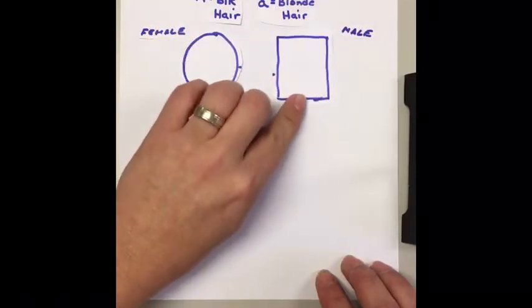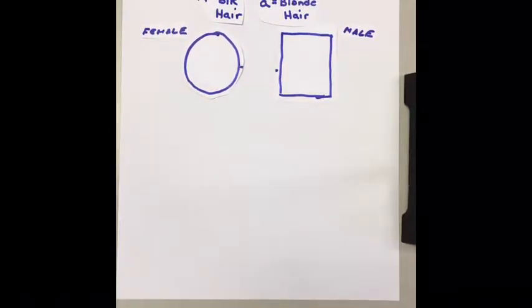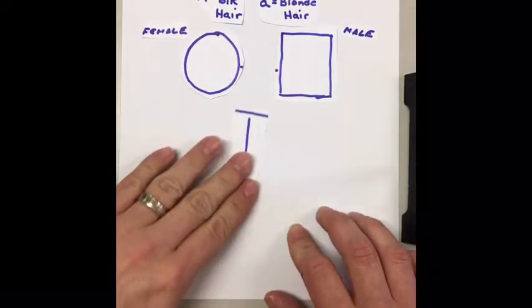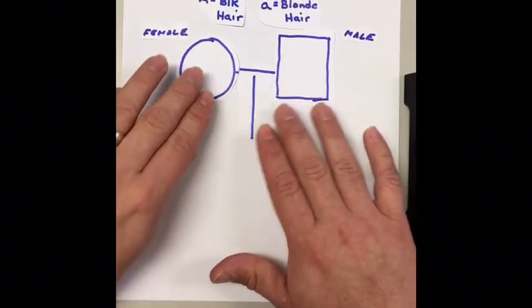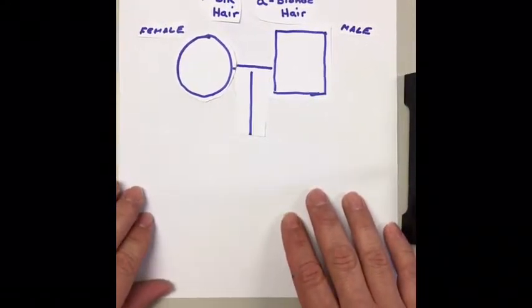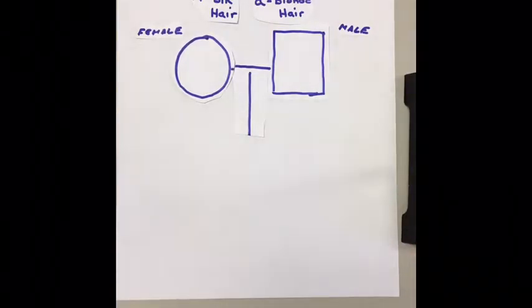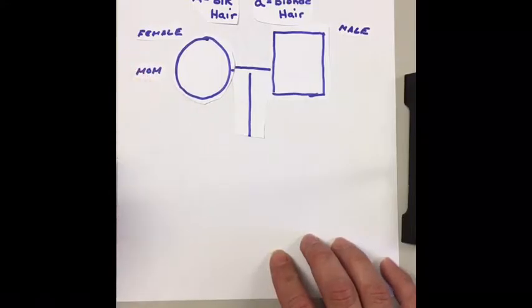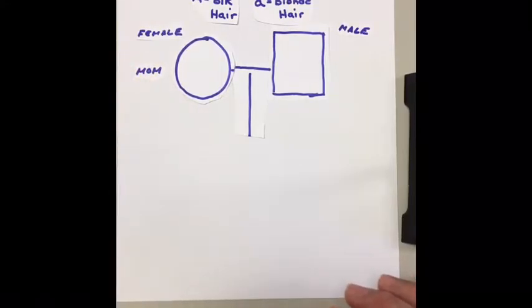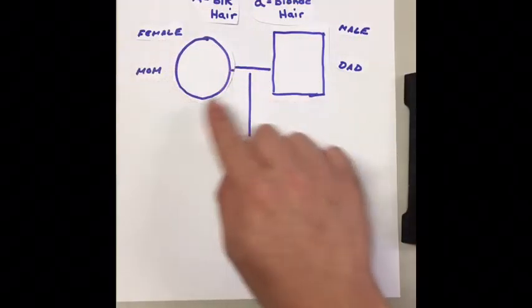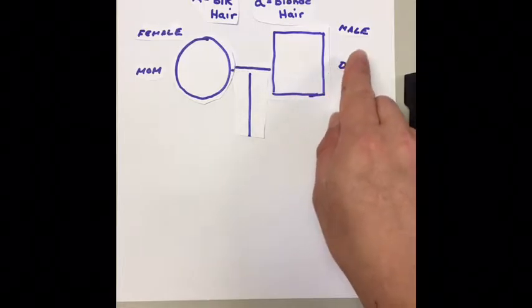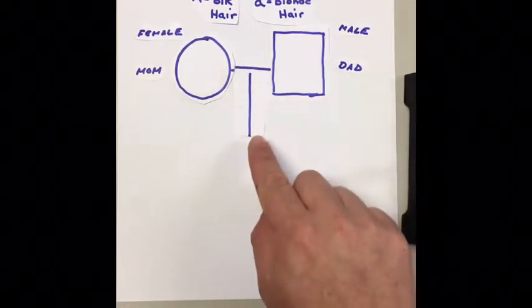Okay, right? Now, in this case, we're also going to use the following symbol. So whenever you see a pedigree chart and you see a T like this, that means that they fell in love, got married, and had babies. Okay? So in this case, we're going to call this mom. We're going to call this person dad. Okay? So circle, female, square, male. They got married and had babies.